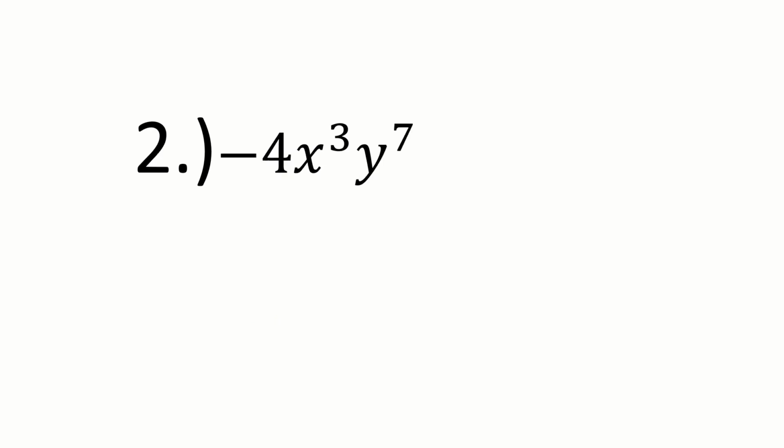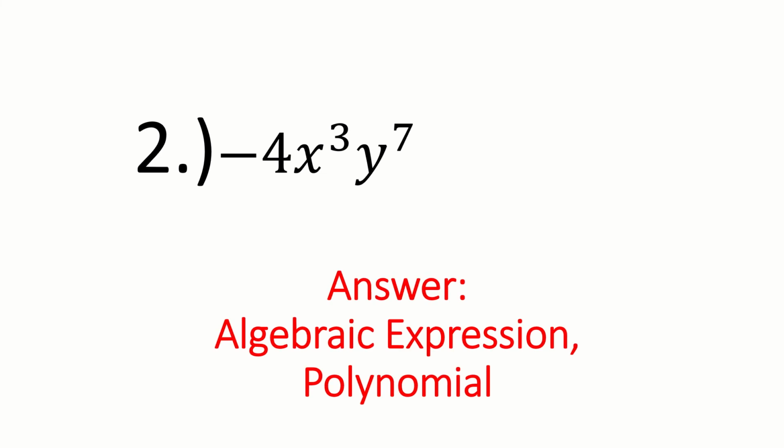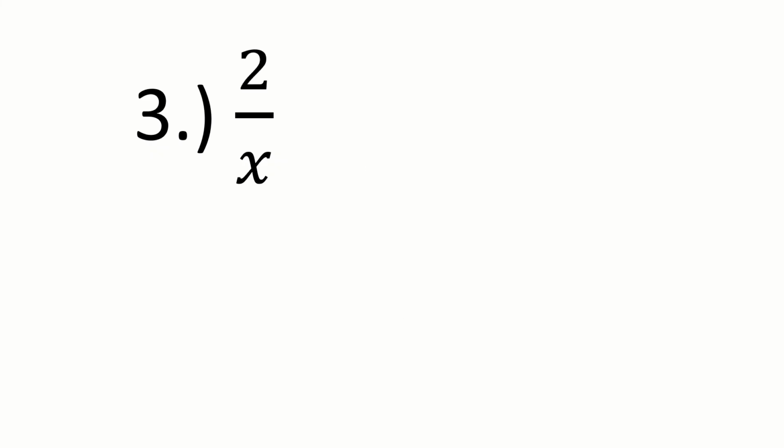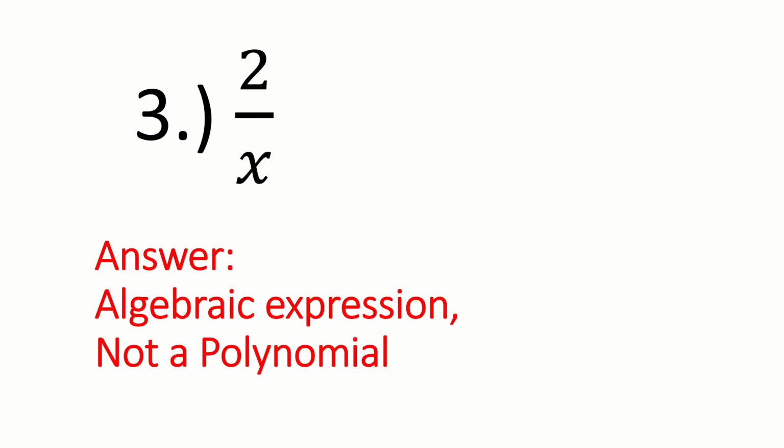Let's have number two. Negative 4x cubed y to the power of 7. Yes, that's correct. Algebraic expression, and it is a polynomial as well. Let's have number three. 2 over x. Yes, it's an algebraic expression, but it is not a polynomial.